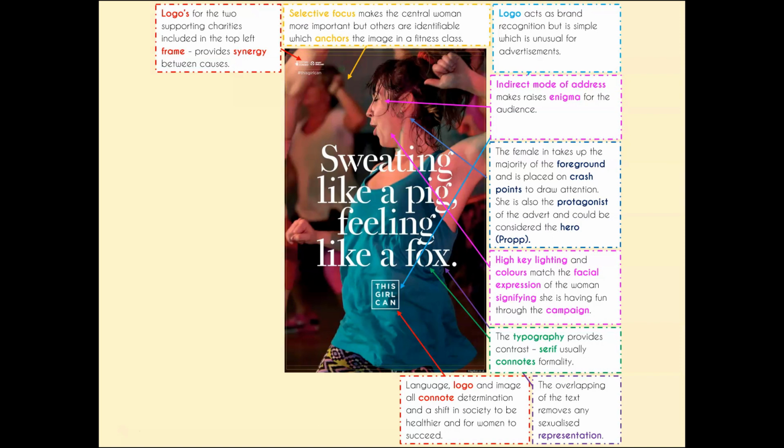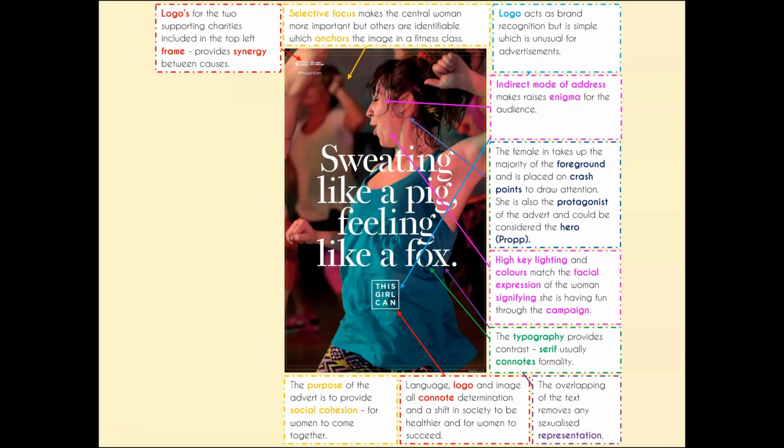so not only the logo, the slogan, all sort of connotes determination. So if we're looking in particular at the logo at the moment, This Girl Can shifts this belief in society that women can't do sport, and also is an empowering statement to promote women and help women be healthier and encourage them to succeed.